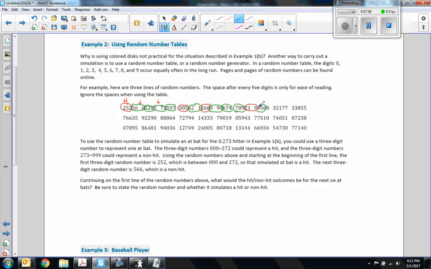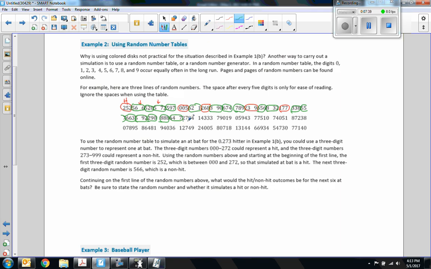656 is not a hit. 832 is not a hit. 177 is a hit. 338 is not. Be careful here. 557. We have to use the next number on the next line to make the third digit. It is not a hit. And 663, 592, 290, still a little too big. 888, missed. 647, not a hit.